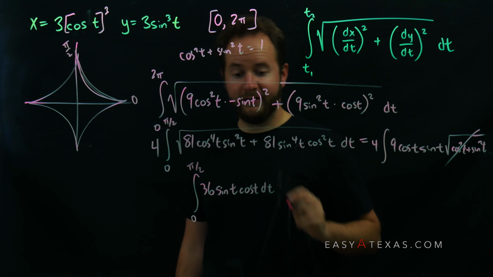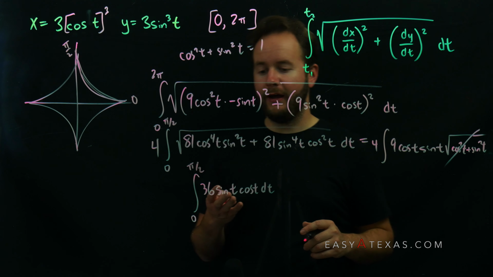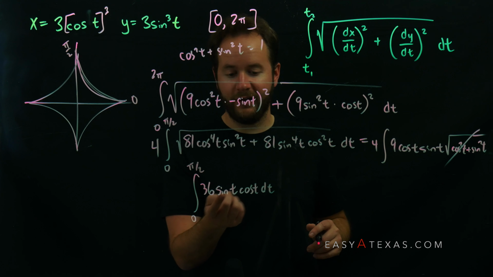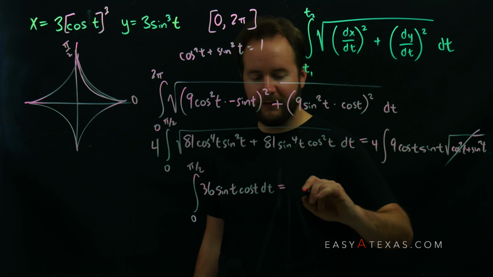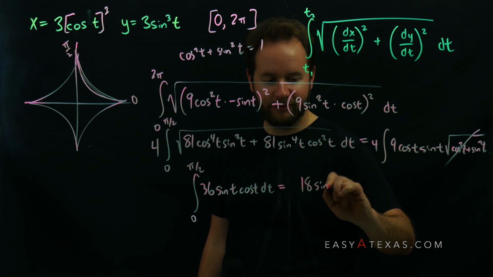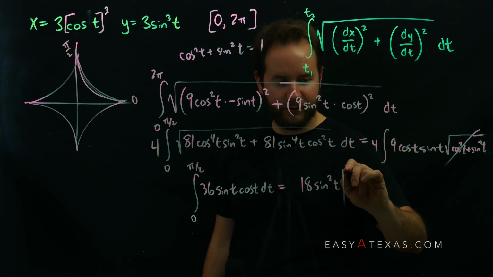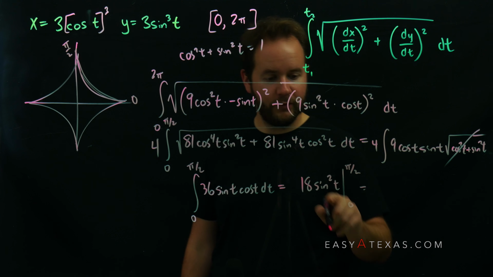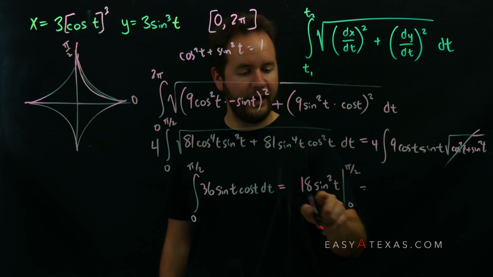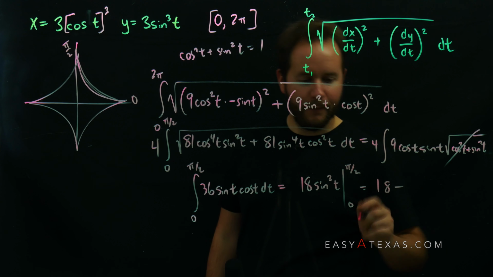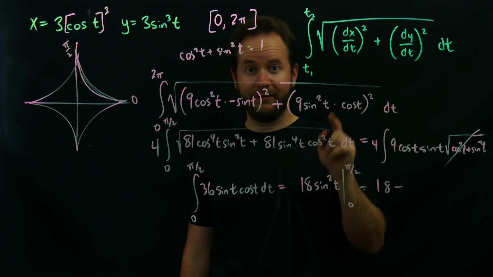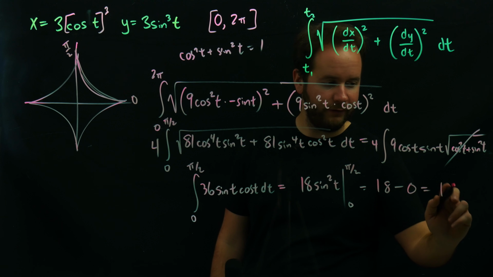The integral of 36 sine t cosine t, you could use a u substitution where you say u is equal to sine and du would equal to cosine. But when you integrate this guy, you get 18 sine squared t. Plug in pi over 2, plug in 0, find the difference, and you get sine of pi over 2, which is 1, times 18 ends up being 18, minus what I get when I plug in 0. But the sine of 0 is 0, so I get minus 0 for a final answer of 18.